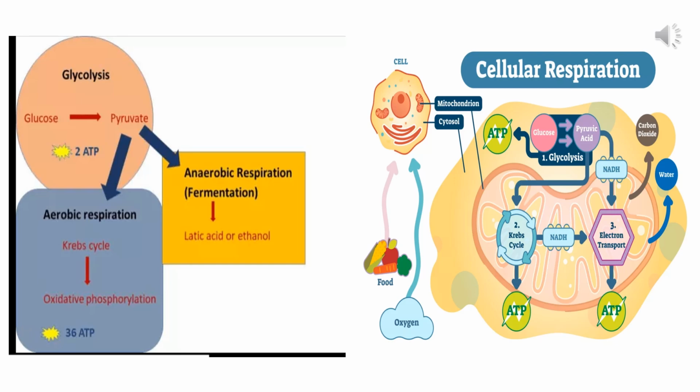And then the pyruvic acid goes inside the mitochondria, where the Krebs cycle happens and energy is produced, and carbon dioxide and water are also produced. So the second picture depicts the whole process of respiration in a diagrammatic manner.